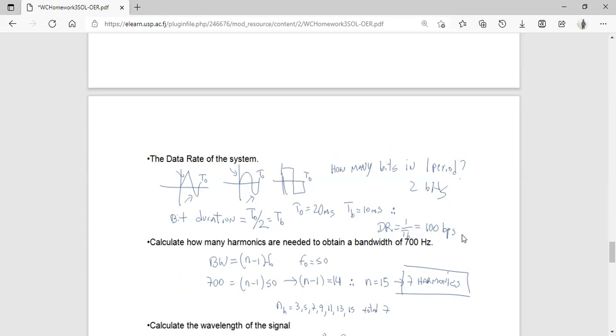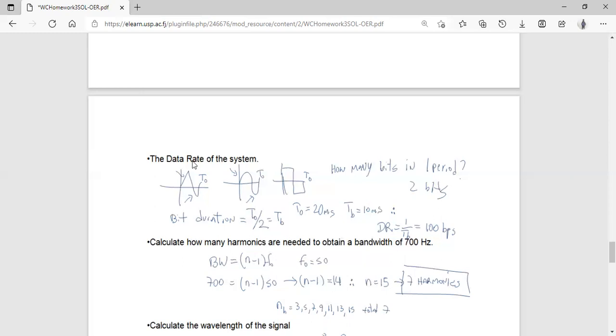The other way you can do it, rather than doing all this, is to just know that there are two bits being transmitted in one cycle. So you could have done the total number of bits divided by the total time taken to get our data rate. So 2 bits divided by 20 milliseconds is also going to give me 100 bits per second. Agree? So that's how you get the data rate of this particular system.